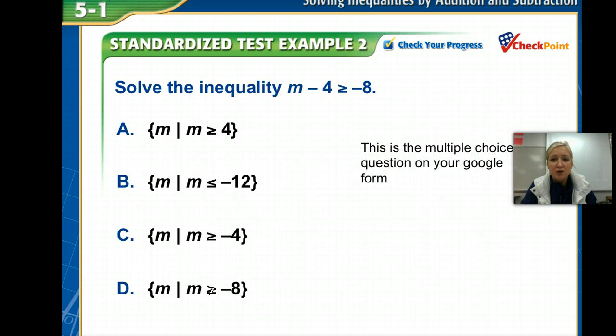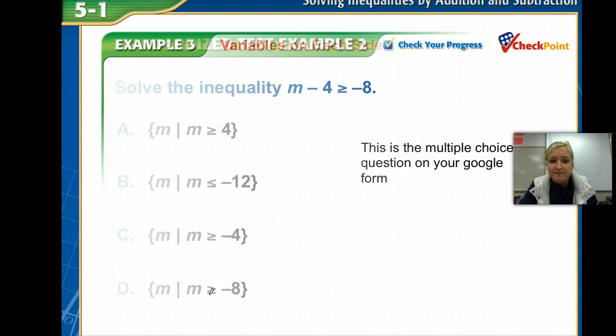So we are to the multiple choice question. You are going to solve this the exact same way as you would addition. And what I want you to do, it's a checkpoint, and this is the multiple choice question for your Google form. So solve it, and you'll see that the answers are written in set builder notation, but which one is the correct answer for this inequality shown. Make sure you save your answer and record it on the Google form.